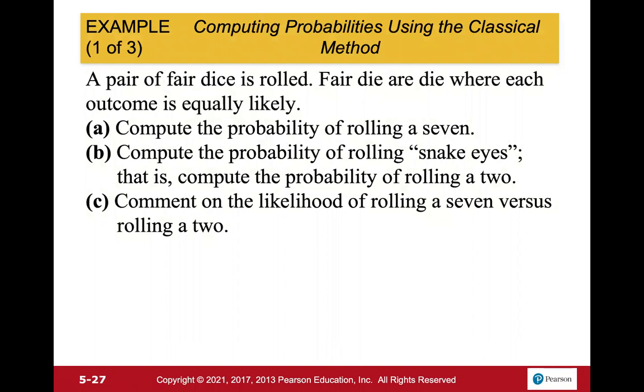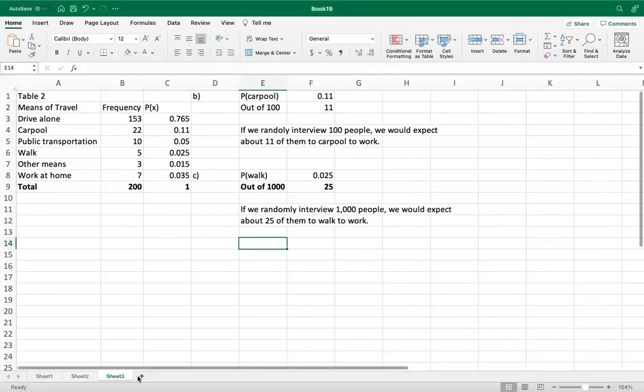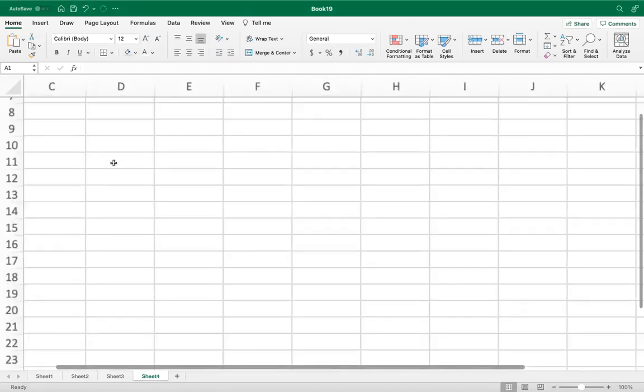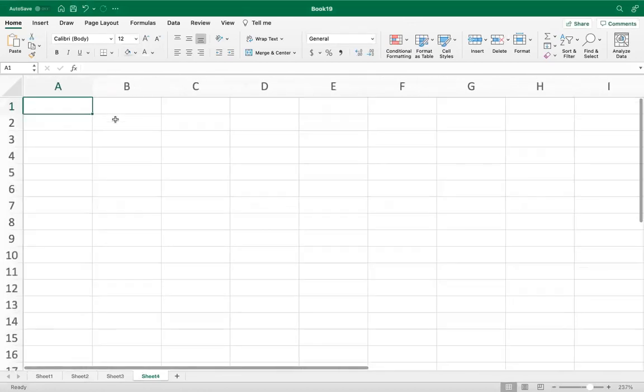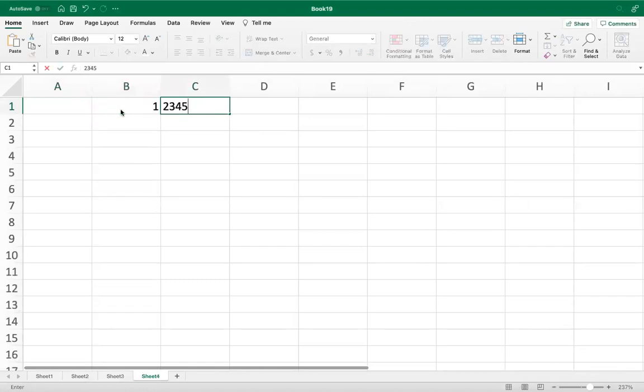A pair of fair dice is rolled. Fair dice are dice for which each outcome is equally likely to happen. So A, compute the probability of rolling a 7. So what we do is we look at all the possibilities of rolling the first die and all the possibilities of rolling that second die and comparing the two. We're taking the sum of those and seeing what those values are. So let's take a look at how that would look here. So here we could start with the different possibilities for rolling the first die.